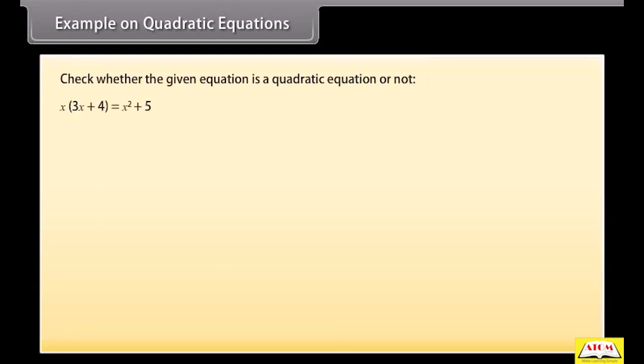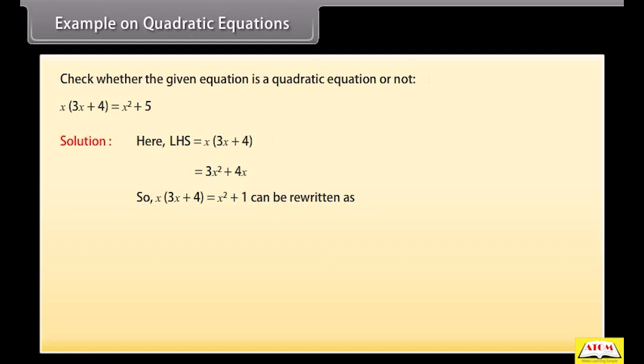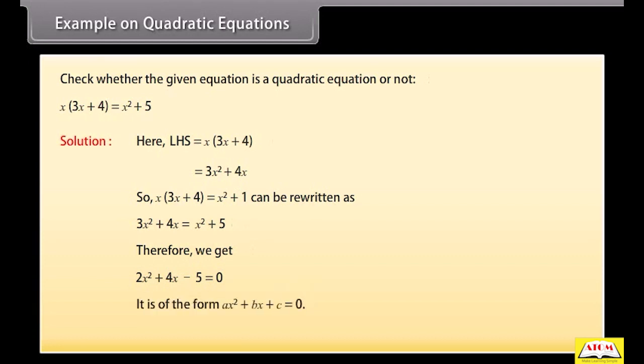Example on quadratic equations. We will now check whether the given equation is a quadratic equation or not. Solution. Here, LHS is equal to x into 3x plus 4 is equal to 3x square plus 4x. So, x into 3x plus 4 equals x square plus 5 can be written as 3x square plus 4x is equal to x square plus 5. Therefore, we get 2x square plus 4x minus 5 is equal to 0. It is of the form ax square plus bx plus c is equal to 0. So, the given equation is a quadratic equation.